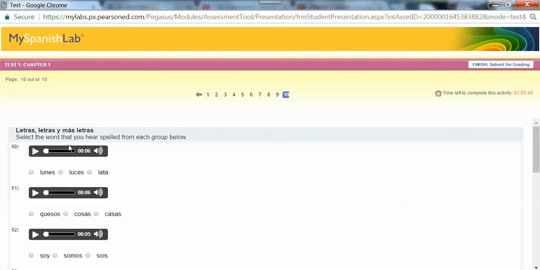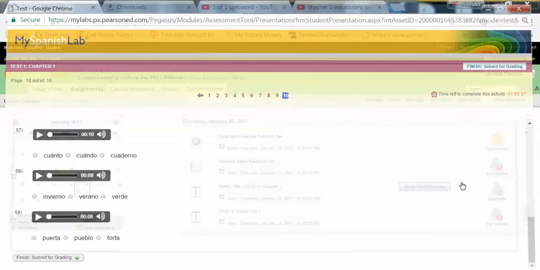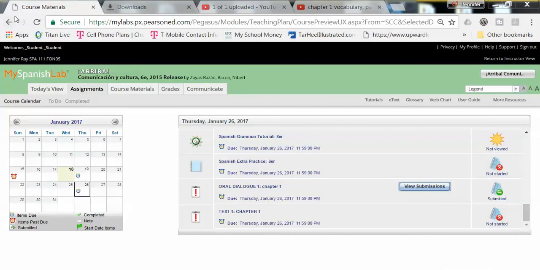And then lastly, select the word that you hear spelled out from each group. So you're going to hear a word spelled and you just click which one it is. Okay. And then when you're done with all that, you hit finish and submit for grading. And hopefully that explains to you everything that you need to do for this week in My Language Lab.